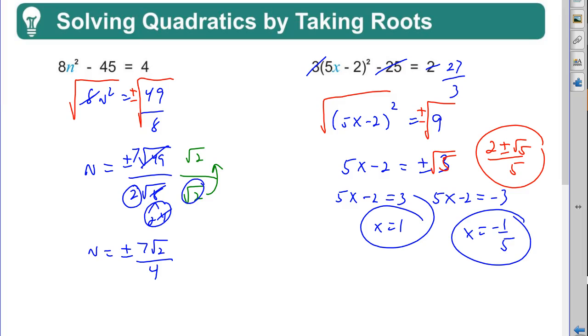All right, I know I reviewed a lot there, but hopefully you understand and you can think it through. And so, solving quadratics by taking roots.